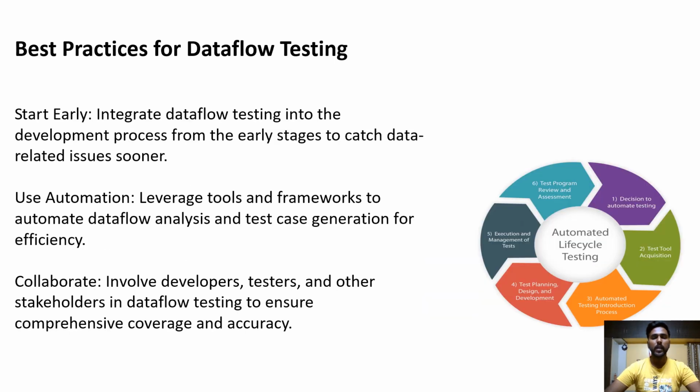Now we'll see the best practices for data flow testing. The first point is start early. Integrate data flow testing into the development process from the early stages to catch data related issues sooner. The next point is use automation. Leverage tools and frameworks to automate data flow analysis and test case generation for efficiency. The third point is collaborate. Involve developers, testers and other stakeholders in data flow testing to ensure comprehensive coverage and accuracy.